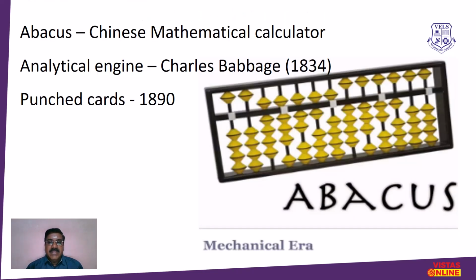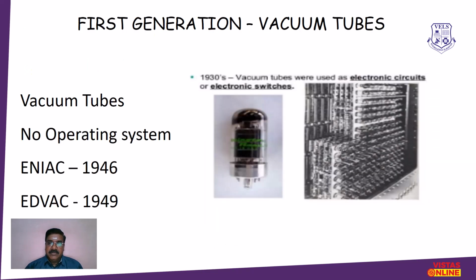First of all, the mechanical era. In this mechanical era, machines were used only for mathematical calculations. The machines are the abacus, the Chinese mathematical calculator, and the analytical engine invented by Charles Babbage in 1834, and they also used punched card systems in the 1890s.